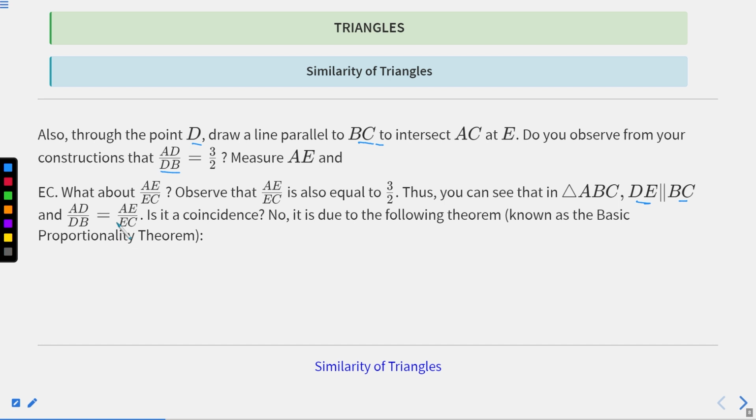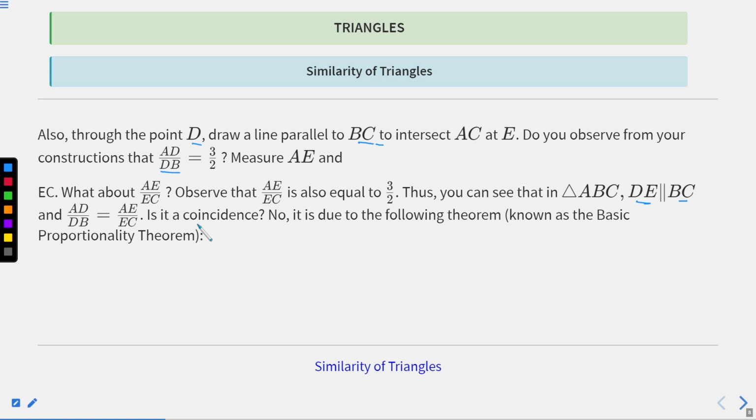Now the question: is it a coincidence? Our answer is no, this is not a coincidence. It is due to the following theorem, which is known as the basic proportionality theorem.